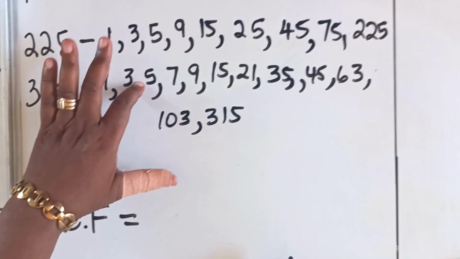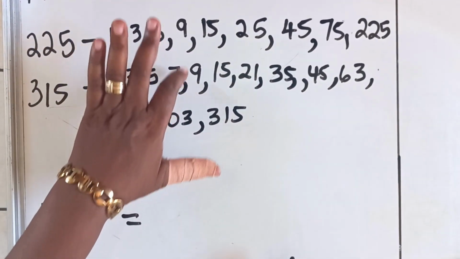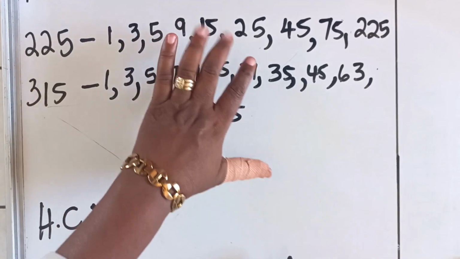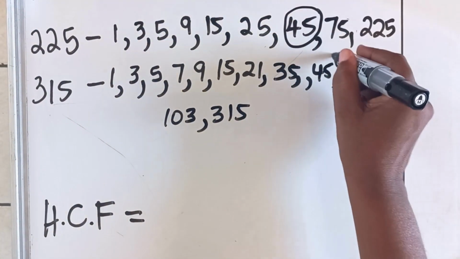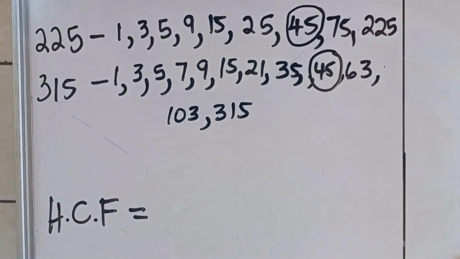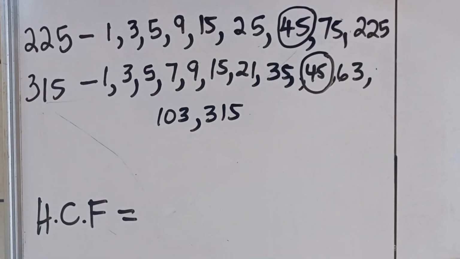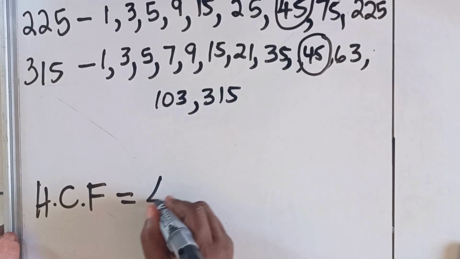5 is common, not the highest. They have 9, common, not the highest. 15, common, not the highest. The highest common factor is 45. They both have 45. After 45, there's nothing common. So the highest common factor, your answer, is 45.